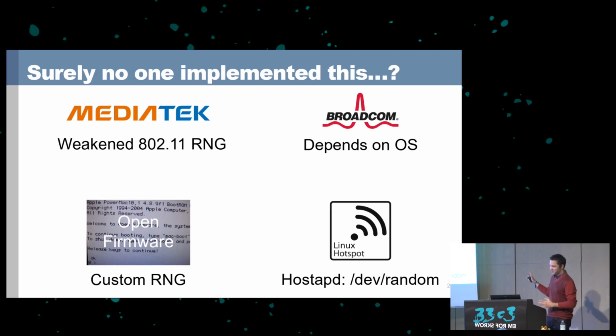They also did one good part, by the way. I'll come back to that in a minute. Then there's also Broadcom. The random number generator they use depends on the operating system that is being used. Then there is also Open Firmware, which is a good example of an embedded system. And there is HostAPD, which is the open source implementation of Linux. And you can see they do it properly.